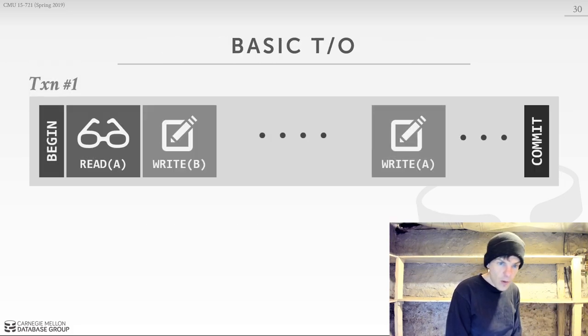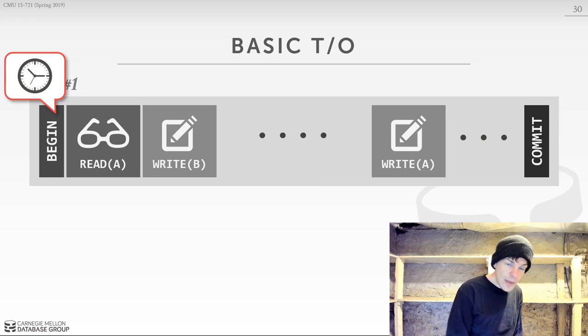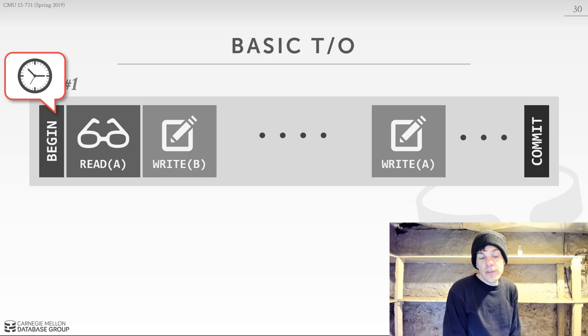So with basic TO, we have our transaction here. We want to do a read on A, a write on B, and a write on A. At the very beginning of the basic timestamp ordering protocol, we need to assign our transaction a timestamp. This timestamp is then going to be used to determine the serial ordering of operations for all our transactions. So let's do a really simple kind of timestamp. We just use a counter, some kind of atomic counter.